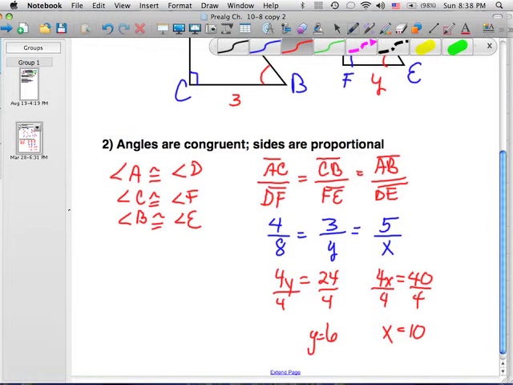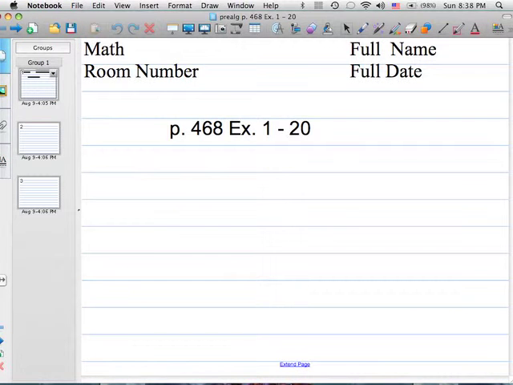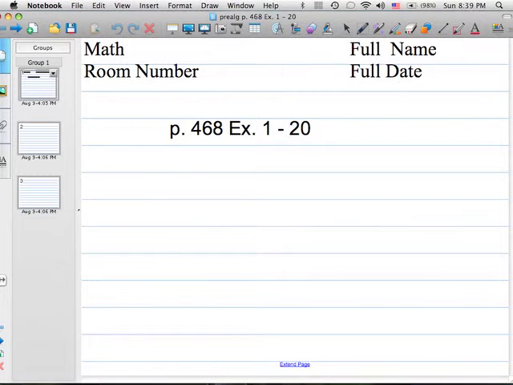So with that in mind, we're ready to try the evens. So get a sheet of notebook paper out and turn to 468, exercises 1 to 20. And we're starting with number 2.